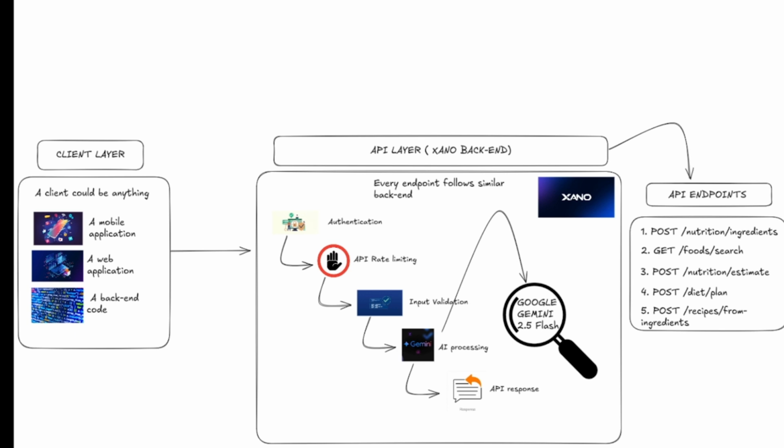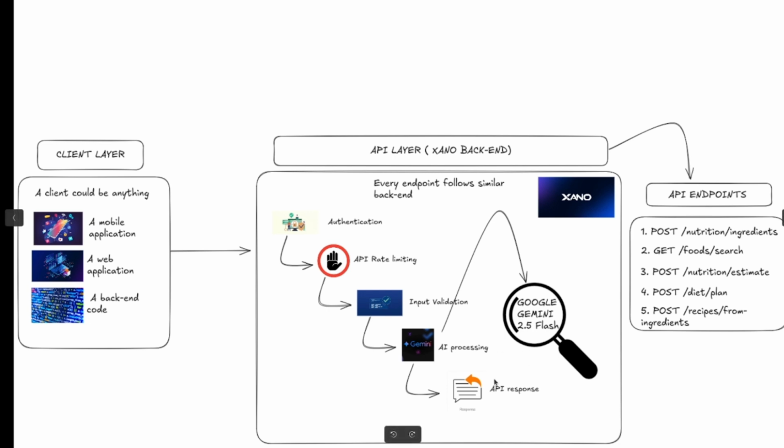This is very important since we are calling the Gemini API under the hood, so API rate limiting was very important. Input validation is also important because this ensures that requests are clean and predictable. Once the input is validated, the request is passed to the AI processing layer. We use Gemini 2.5 Flash for all AI-powered features like nutrition estimation, recipe generation, and diet planning.